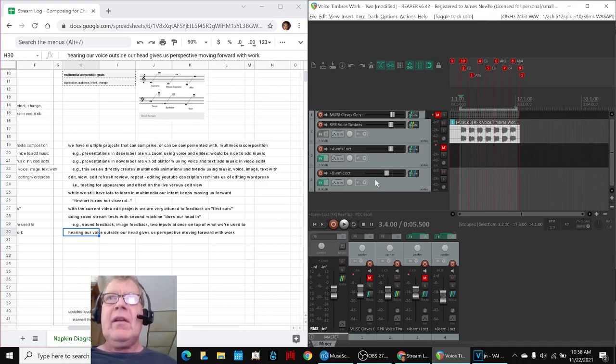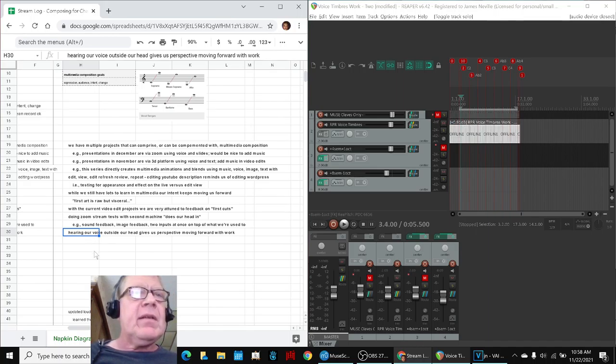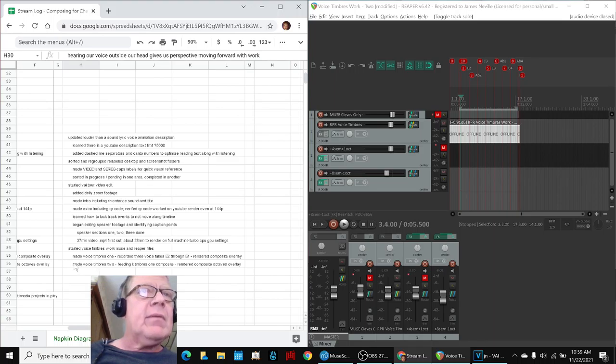In any event, we're having a lot of fun using our voice as is, running it through a tuner, then pushing it up and down in pitch, and hearing what our voice sounds like when it's only pushed up and down, say, four semitones. What does it sound like when it's pushed up 12 semitones, which is an octave? So hearing our voice outside our head gives us perspective moving forward. So we did all that.